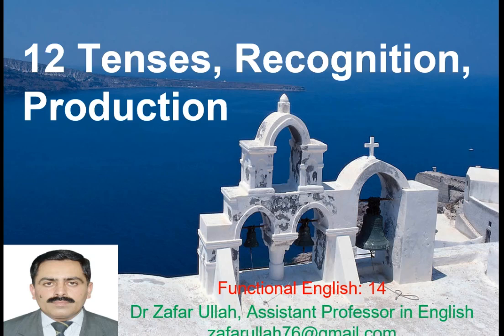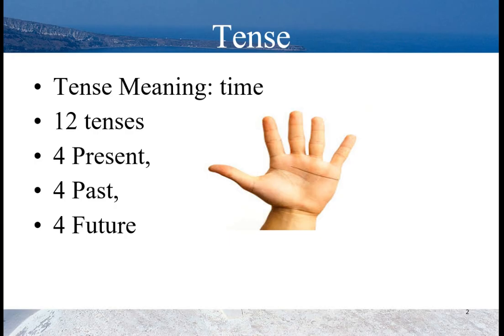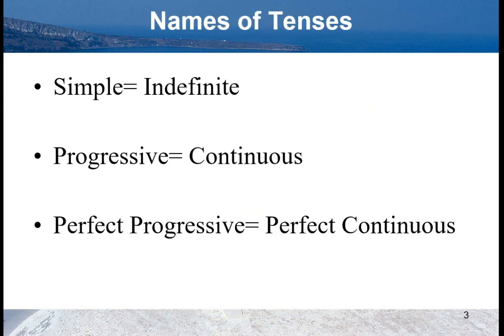Dear students, today we want to discuss the 12 tenses, their recognition in English and Urdu, and production of tenses, and we'll make 48 sentences in the end. First of all, the meaning of tense is time, and there are 12 tenses. 4 tenses are in present, 4 are in past, and 4 are in future.